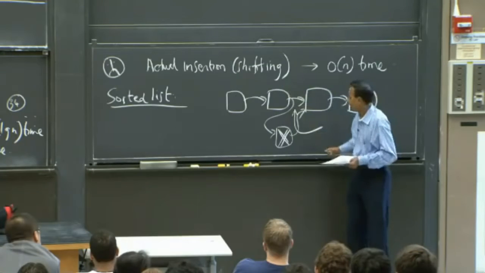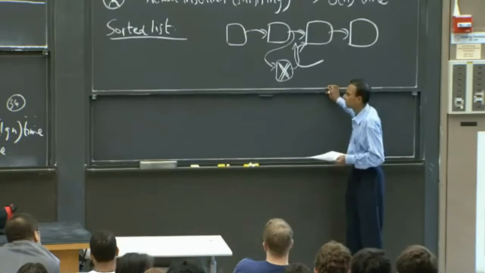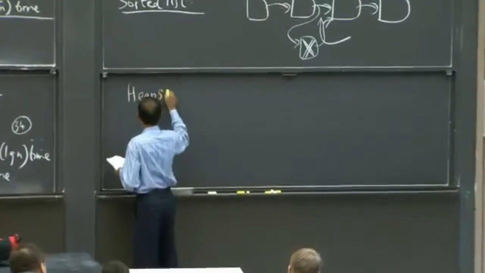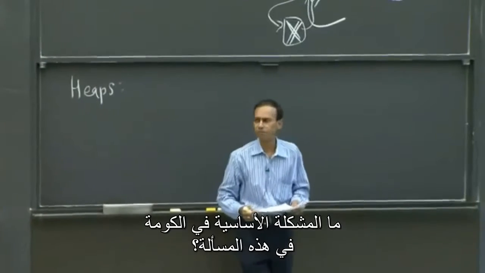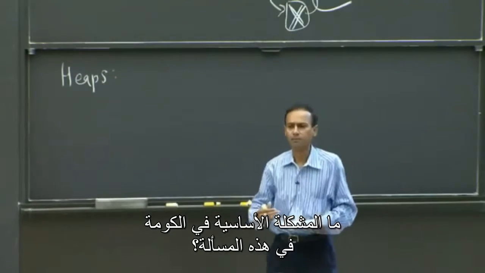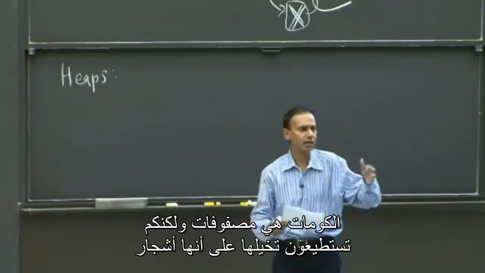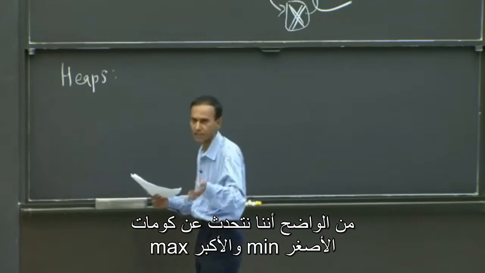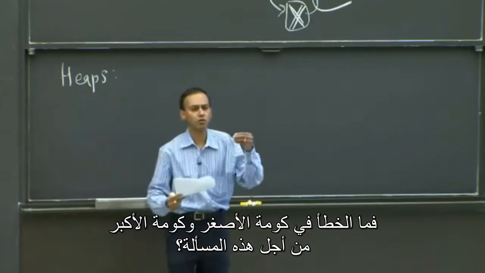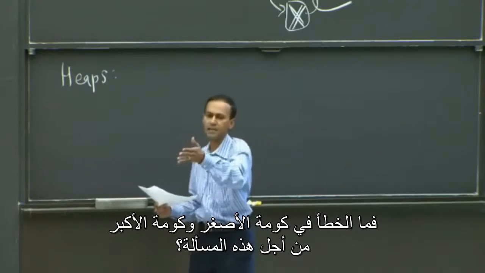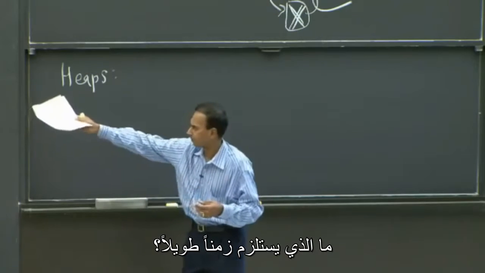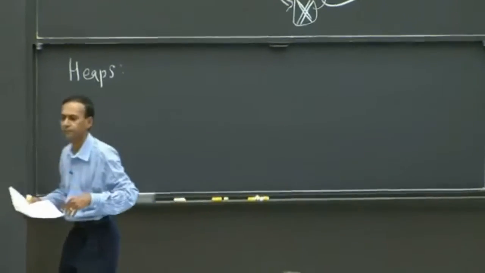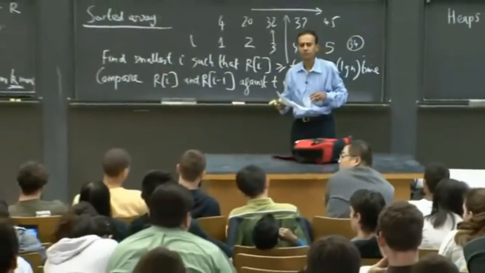All right? What about heaps? We talked about heaps last time. What's the basic problem with the heap for this problem? Heaps are arrays, but you can visualize them as trees. Now, obviously, we're talking about min heaps and max heaps. So in particular, what goes wrong with a min heap or a max heap for this problem? What takes a long time? Yeah. You have to scan every element.